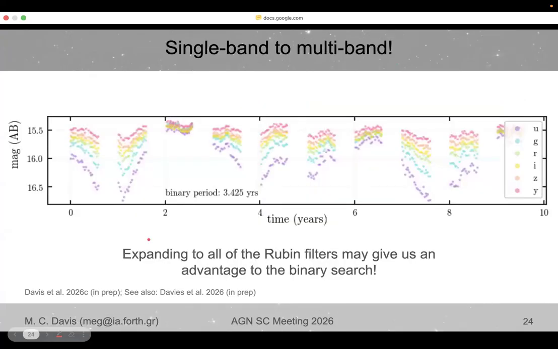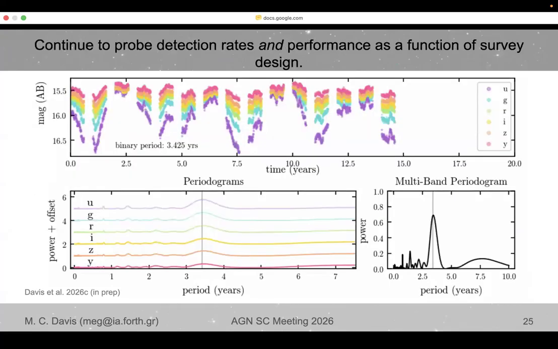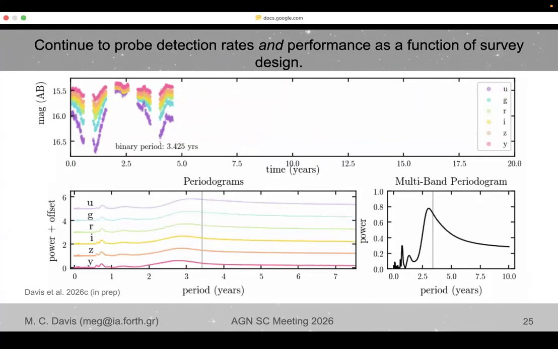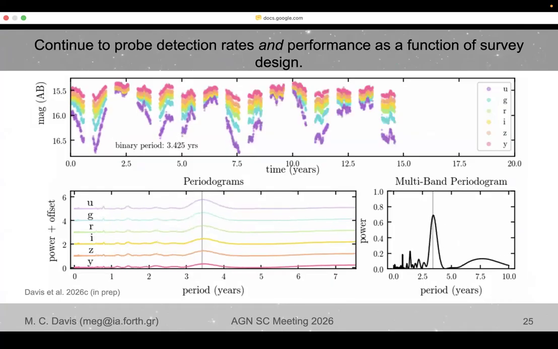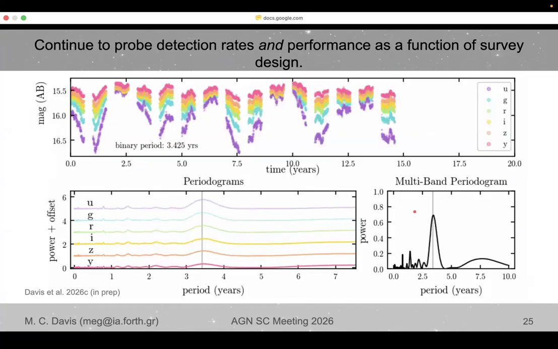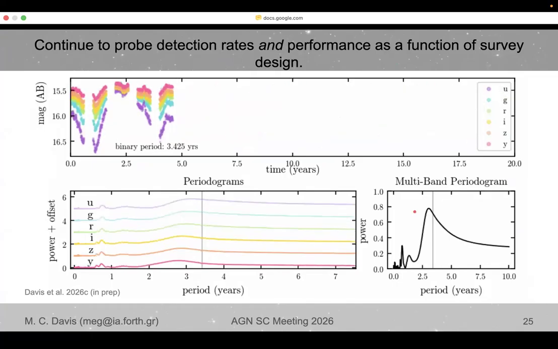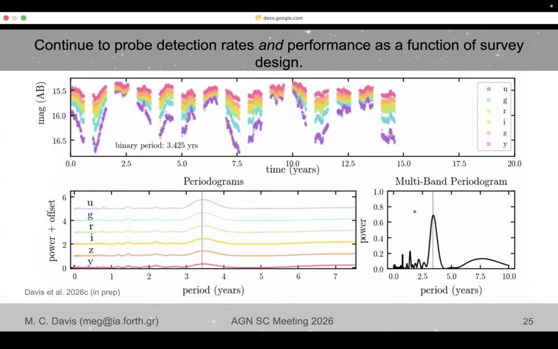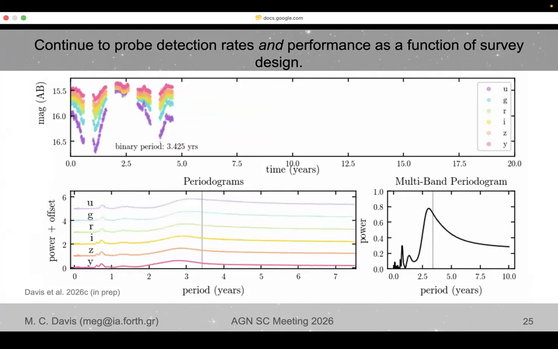We move from single band to multi-band, expanding to all the Rubin filters, which may give us an advantage in binary search. We can use other methods like periodograms. Here I have an example: multi-band light curves, single band periodograms with the multi-band periodogram. We continue to get those detection rates, but also now get to explore too.